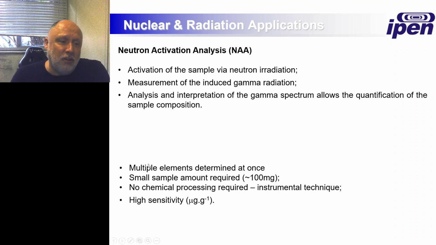But then there's maybe the most important advantage here. We don't need any chemical processing. You just get the sample, you homogenize it if required. Sometimes you can do without it. So that's what they call an instrumental technique. So no chemical processing means no chemical steps, much less chemical residue produced, essentially no chemical residue produced.